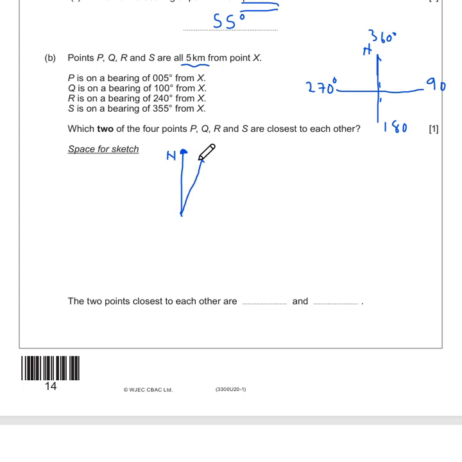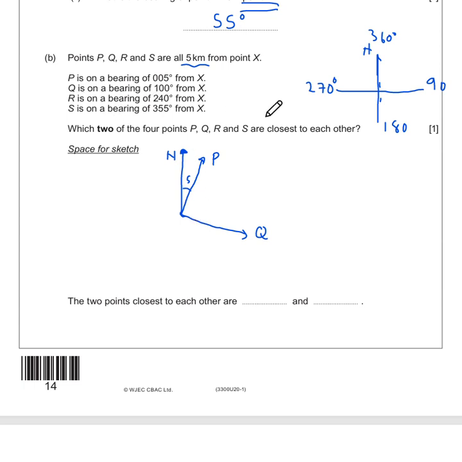So see, this is point P here. So 5 degrees. Q is on a bearing of 100 degrees. So I know that my right angle is 90 degrees, so it's going to be just slightly more than a right angle. I'm just going to make that a little bit shorter because it should be the same length roughly as P, shouldn't it? Okay, so there we go. That's going to be Q. So that's going to be 100 degrees.